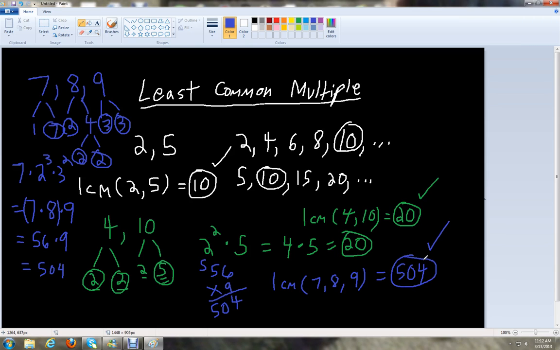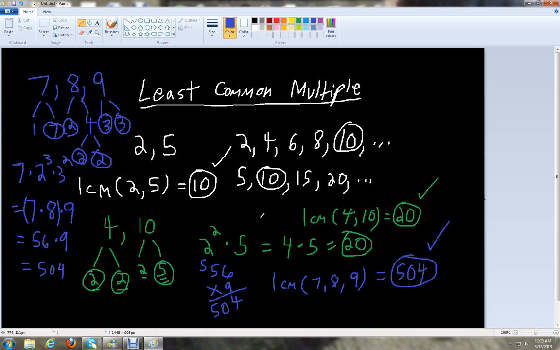Which is, of course, a lot larger number than we had in the other two examples. But it makes sense, if you were to count by 7s and 8s and 9s, the smallest number that you would reach that has all of them in common, or the smallest multiple, would be 504.